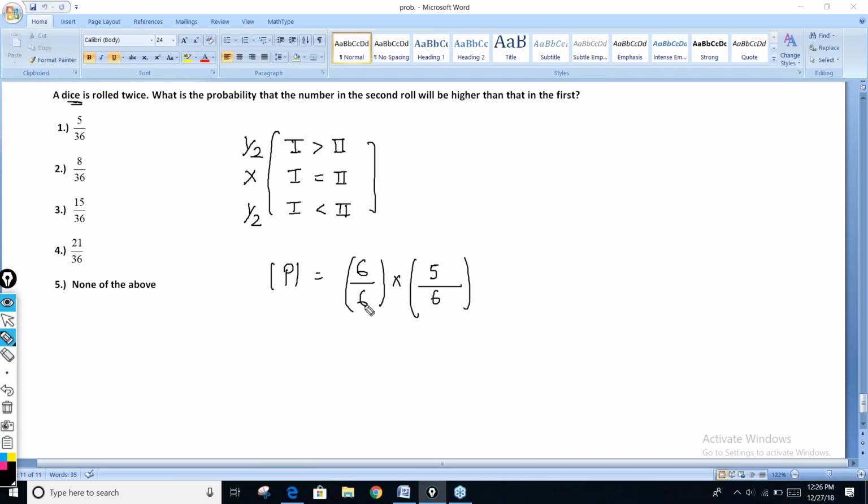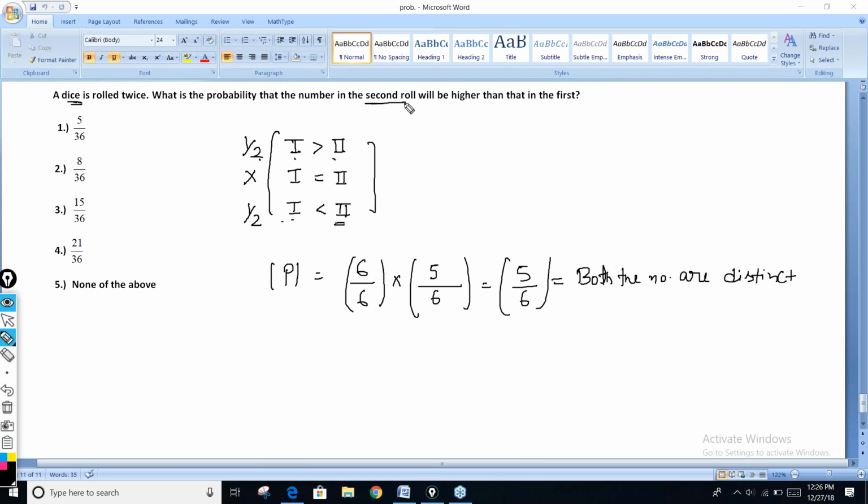Can I say it is 5 by 6? First number can be any number. Second number is not the same. So except the first number, 5 cases, total 6 cases. So what is that probability? That is the probability that both the numbers are distinct. That is the probability we get. Now, in this probability, in half of the cases the first number will be greater than the second number, and in half of the cases the first number will be less than the second number.